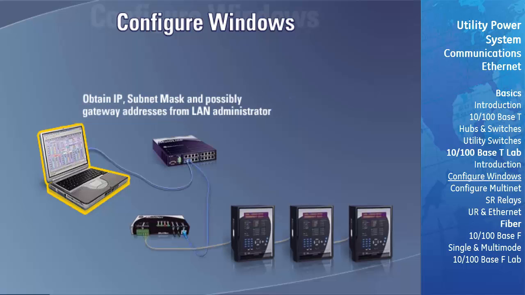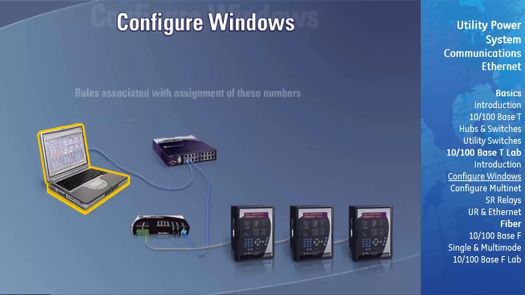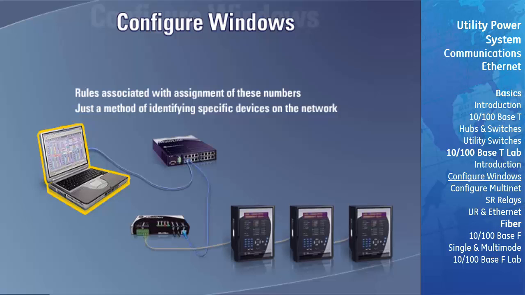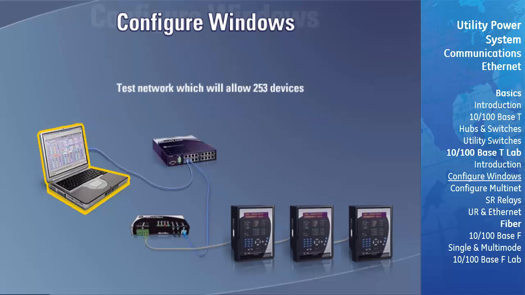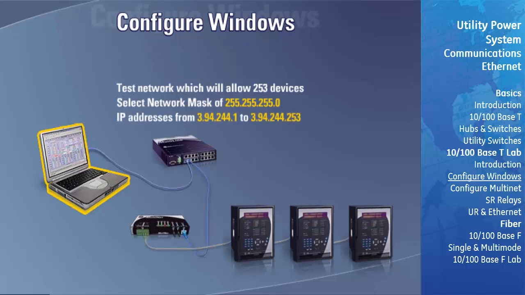First, we need to obtain the IP, subnet mask, and possibly gateway addresses from the LAN administrator. There are rules associated with the assignment of these numbers which go well beyond the scope of this course. For all intents and purposes, this is just a method of identifying the specific devices on the network, which has no bearing on the protection and/or FlexLogic performance. For a test network which will allow 253 devices, you can select a network mask of 255.255.255.0 for all computers and relays. The IP address must, however, be unique.